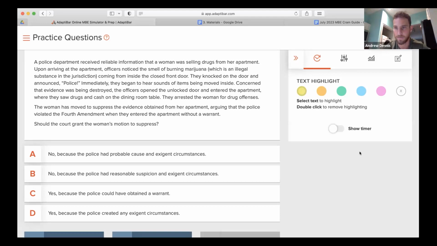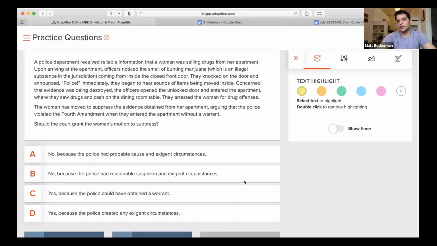Results are coming in pretty heavily. People feel confident on this one. All right, you guys are all still here. I've noticed that when people don't feel confident, they don't vote, but they're still here. This is the classic example of, if they're moving items inside, we have probable cause and exigent circumstances. We agree, Matt? Yeah.